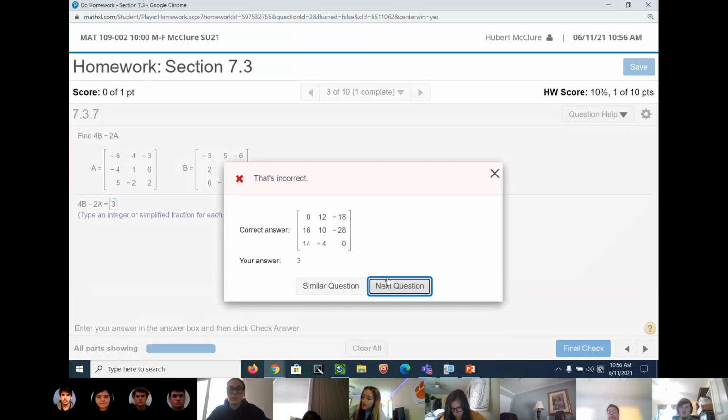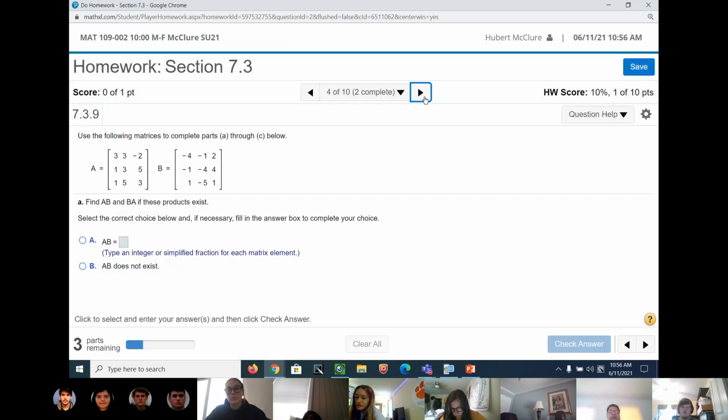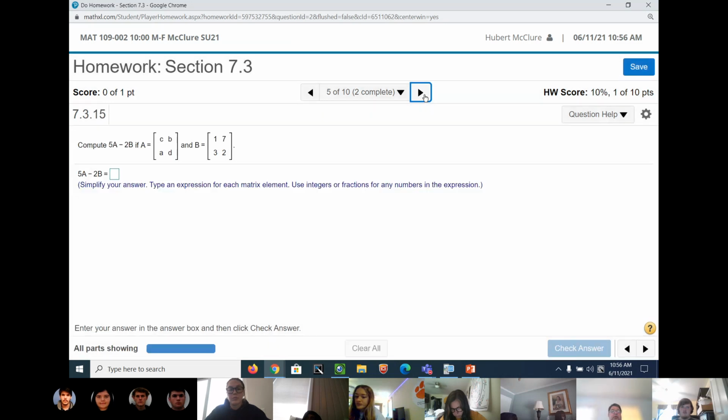Zero, 16, 14. Yep. So that's one I would put on the test as a calculator question. As you can see, 7.3 is really not that difficult. You do it on the calculator. Now that one, you could do by hand, but that would be 5C, 5B, 5A, 5D, minus 2, 14, and 6, and 4. And you would subtract those.